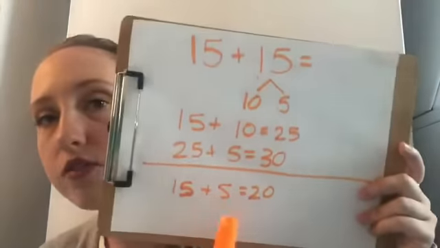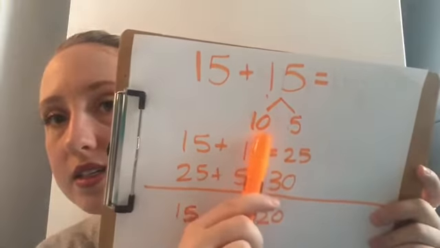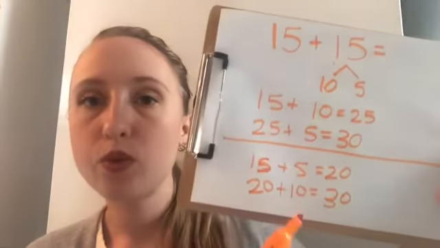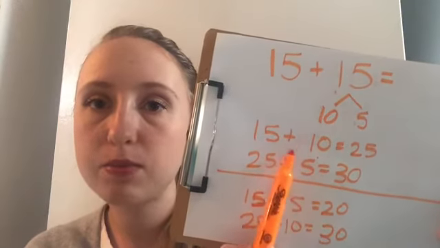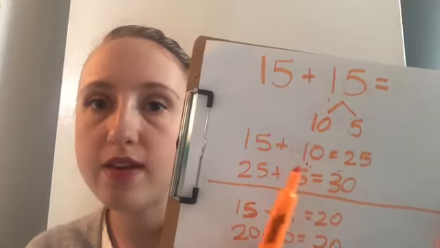What is 15 plus 5? 15, 16, 17, 18, 19, 20. 20 is the answer to 15 plus 5. Now we still have to add our 10, so we have 20 plus 10. You should know that one in a snap. So let's see, what is 20 plus 10? 30. That's right.